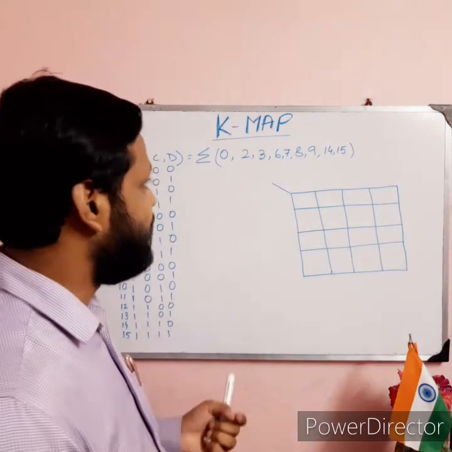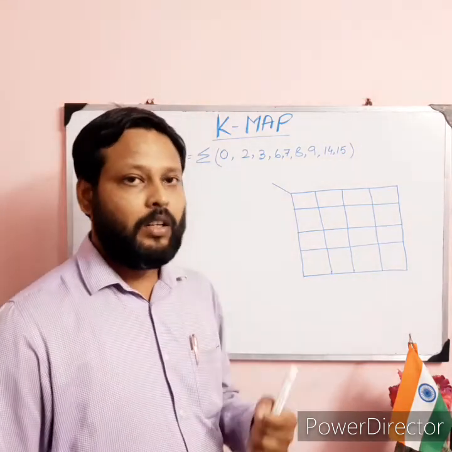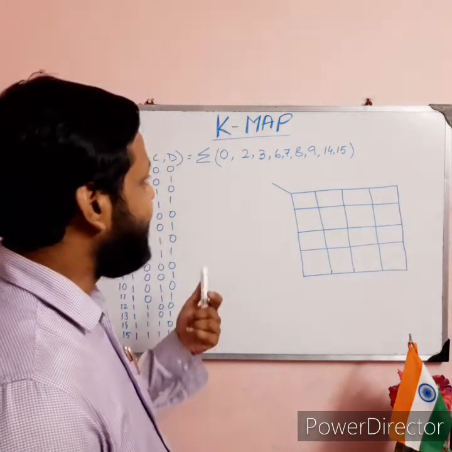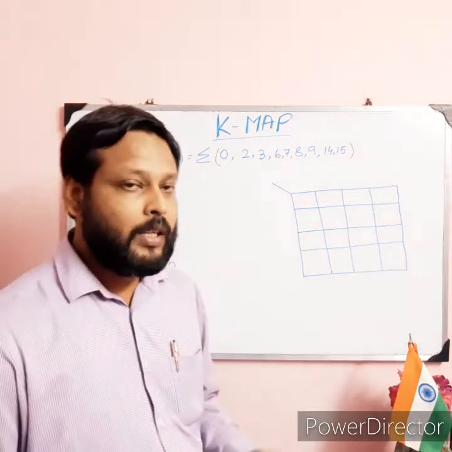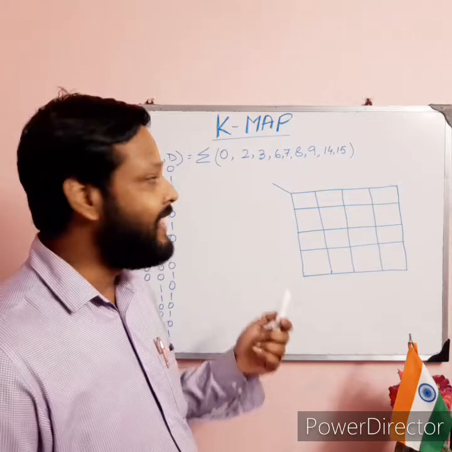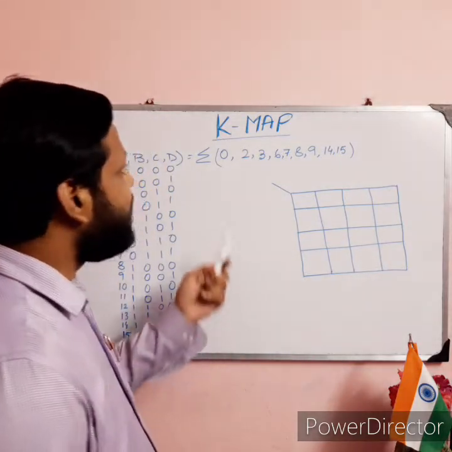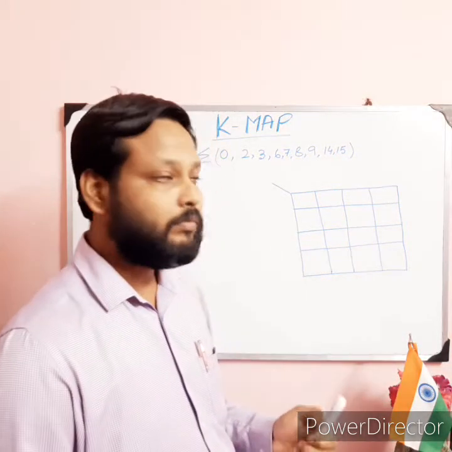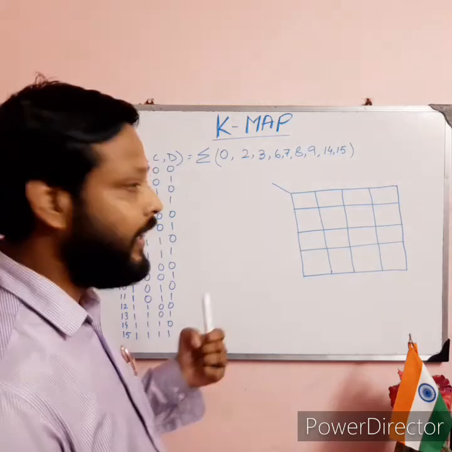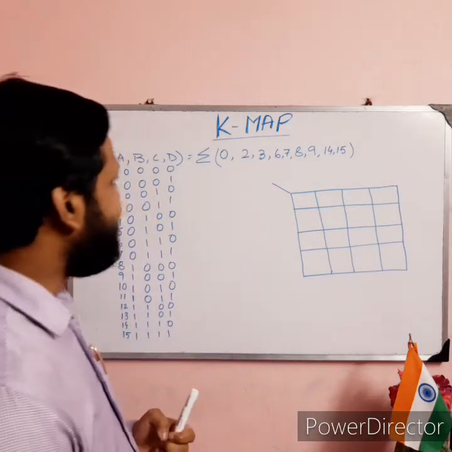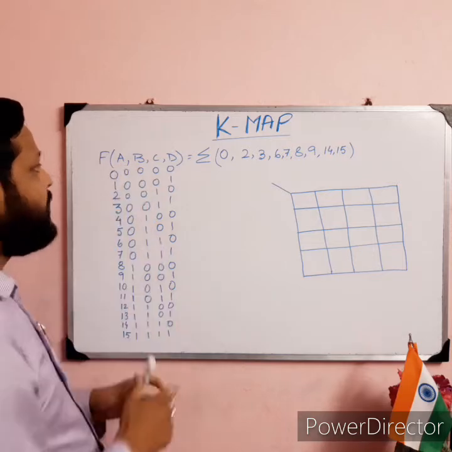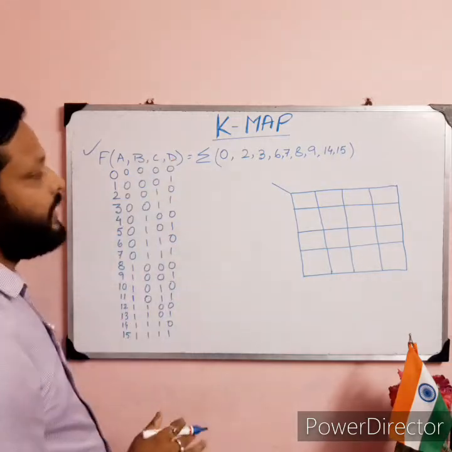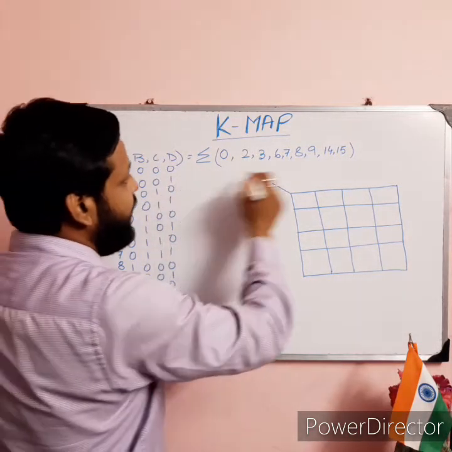This SOP expression or POS expression we can solve in different ways. We can solve by using a truth table, we can solve by using Boolean law, and another technique is K-map. Why is K-map so useful? It's a very short technique. As an example, if a question is given like this, F(A, B, C, D), where A, B, C, D are the variables, and we need to reduce this expression.